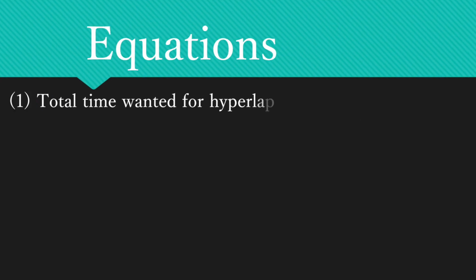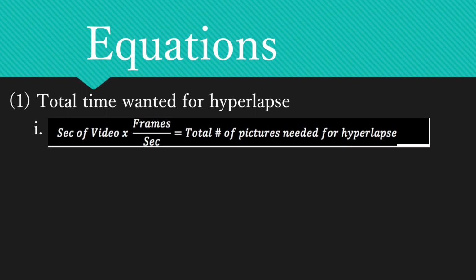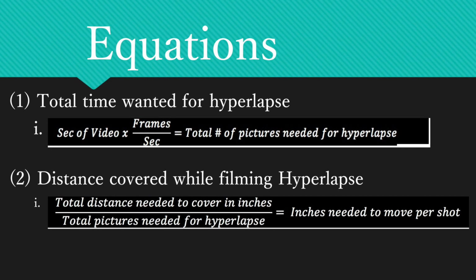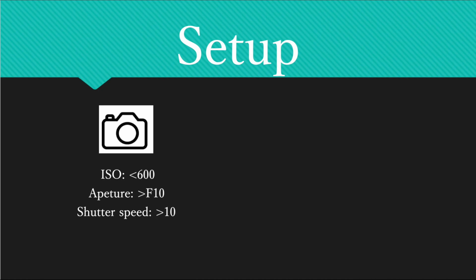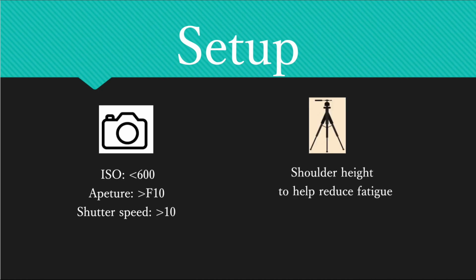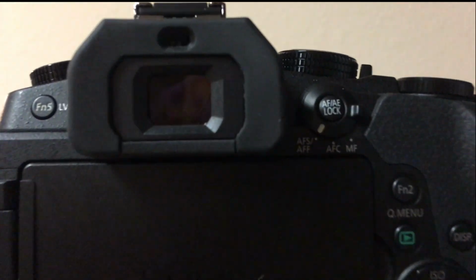The equations are basically there to give you an idea of how many pictures you have to take for the time lapse, and then what distance you're going to cover for every photo you take. For a time lapse, you want that cinematic look, so you're going to have these specific settings, and it'll give you that kind of smooth motion.